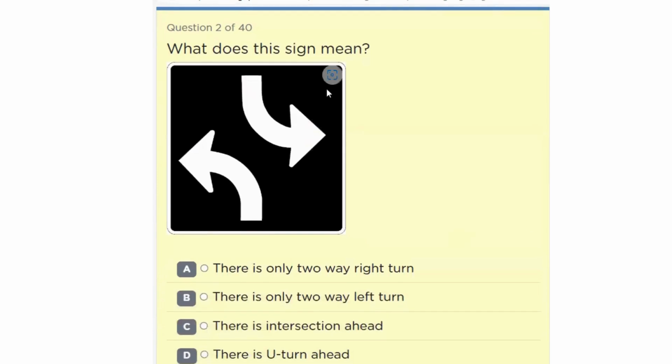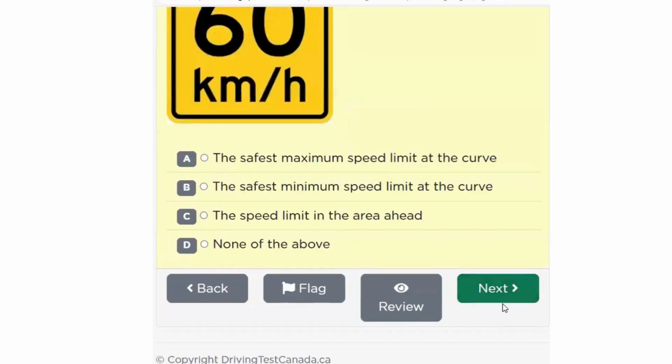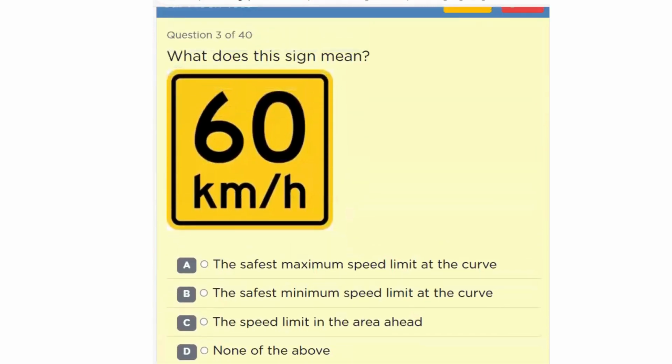What does this sign mean? There is only two-way right turn. There's only two-way left turn. There's intersection ahead. There's a U-turn. So I think it has to be left turn. This one is turning left from this side and this one left from the other side. So that's my best guess. I haven't really prepared for the test. So let's see.